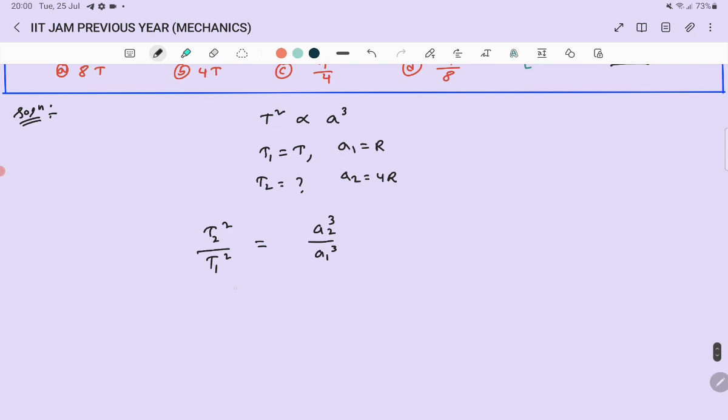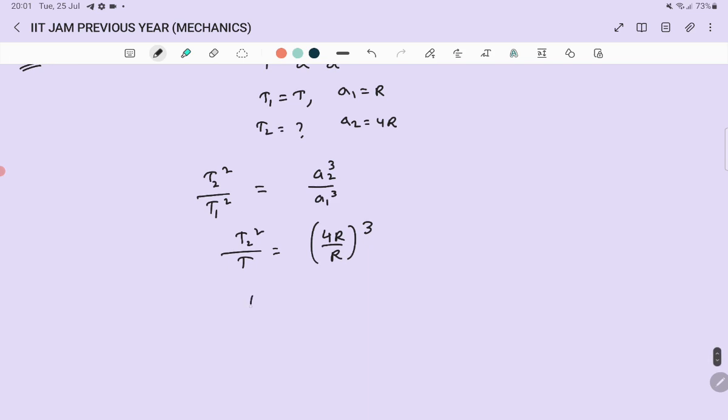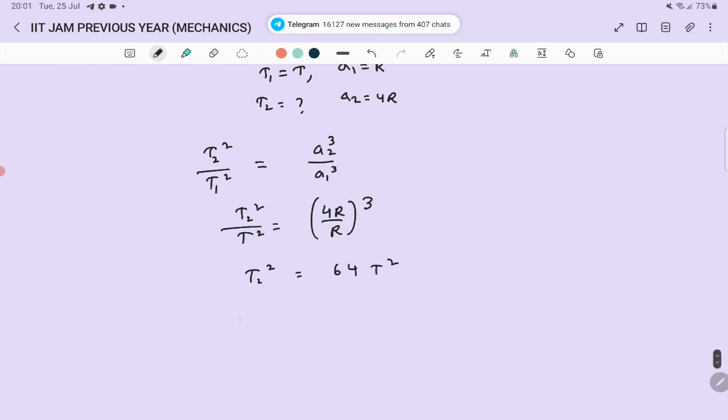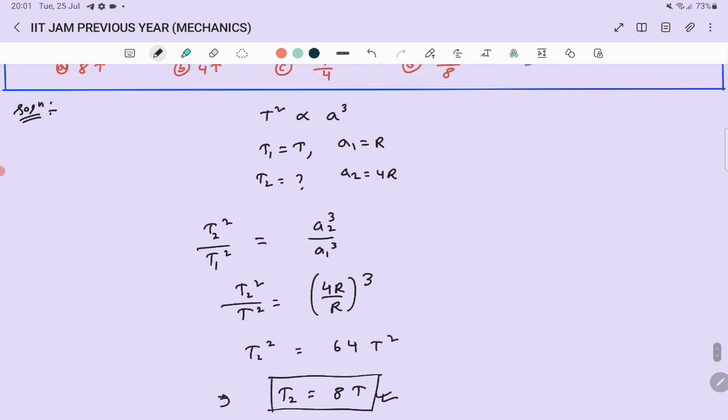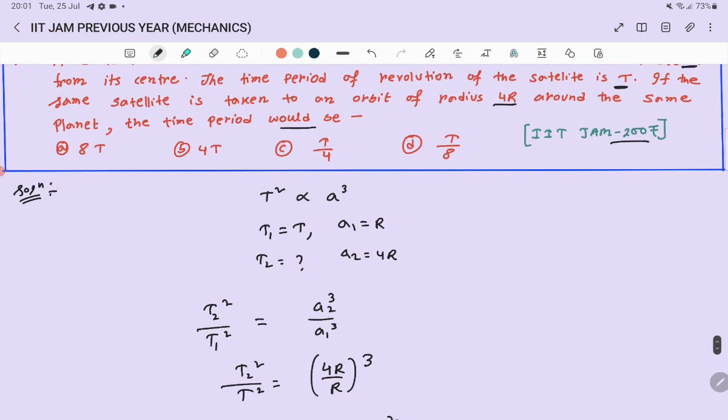Now we have to find out t2 actually. So t2 square, and t1 is nothing but t, and a2 is 4r divided by r cube. So t2 square will be 4 cube, that means 64 into t square. Now if we take the square root of both sides, then t2 will be 8t. So this will be the final answer, 8t. So I think the answer will be option A.